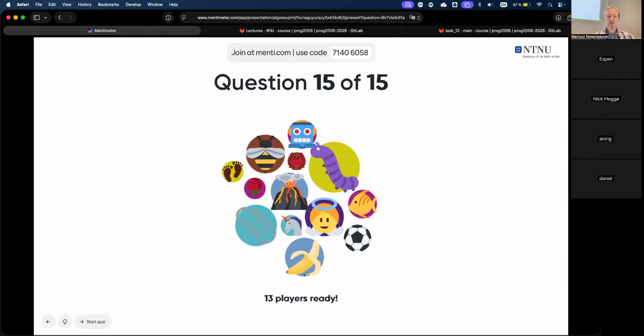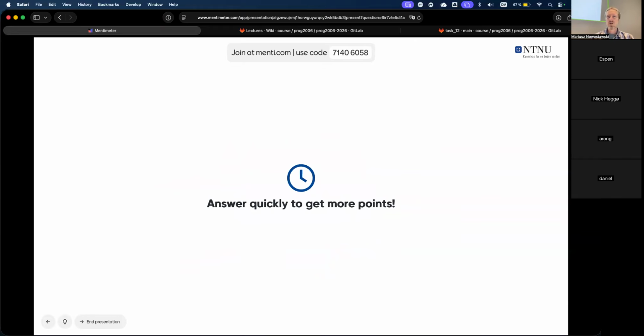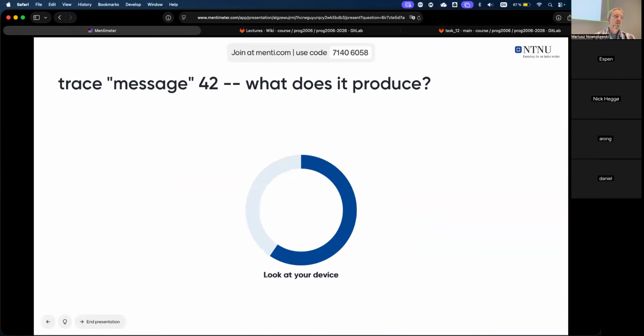All right, final question of the quiz, if you're paying attention. So if you see this in the code, what will it produce?